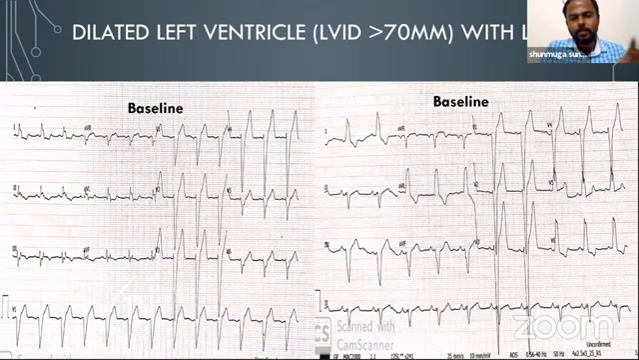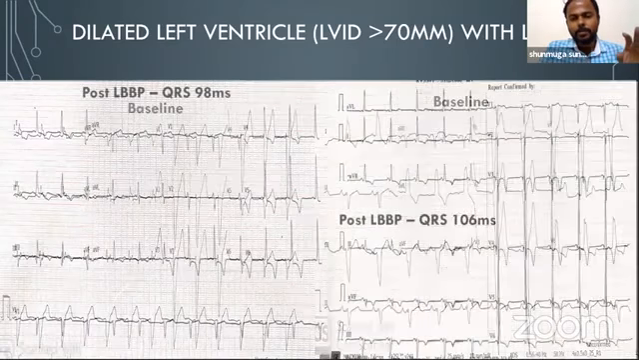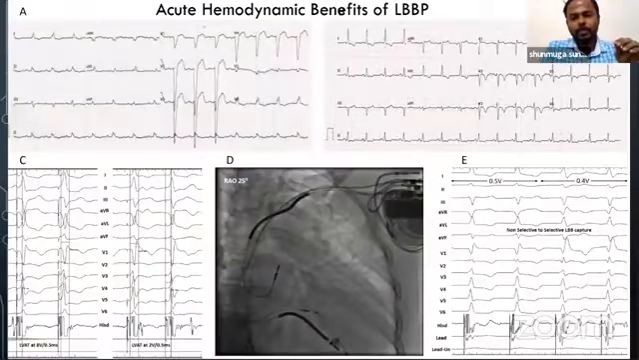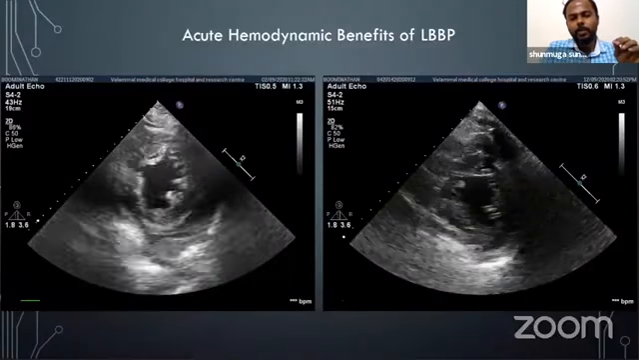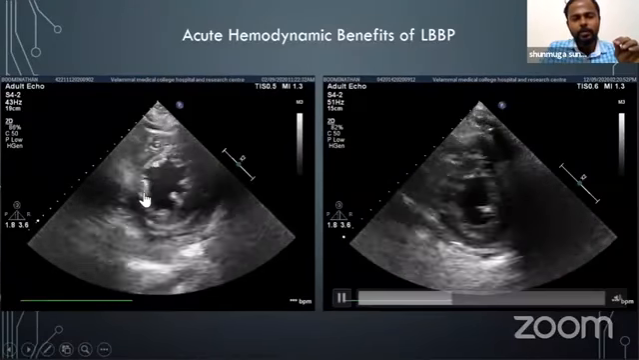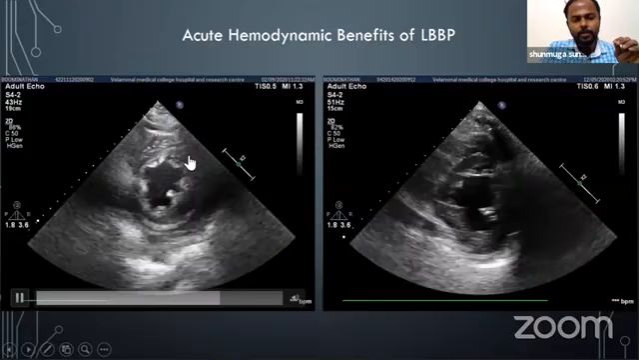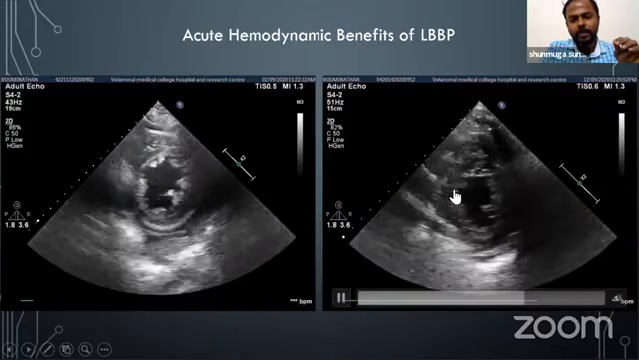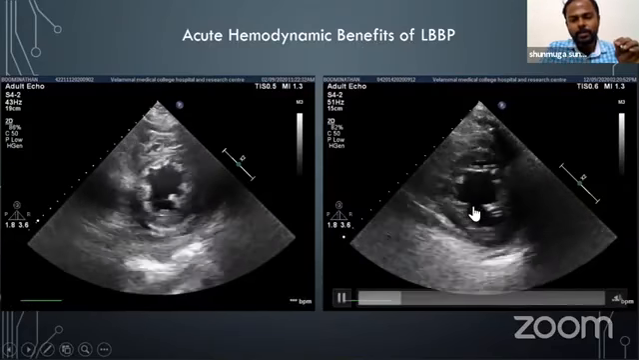Whatever the size of the LV, even if the LV dimension is more than 70 millimeters, we can capture the left bundle and produce a QRS of almost 100 milliseconds. The most important thing is the acute improvement in hemodynamic benefits. Here is a baseline echo showing global LV hypokinesia with a trace pericardial effusion due to heart failure, and this is after 7 days of implantation. Within 7 days, you can see how beautifully the contraction has improved.